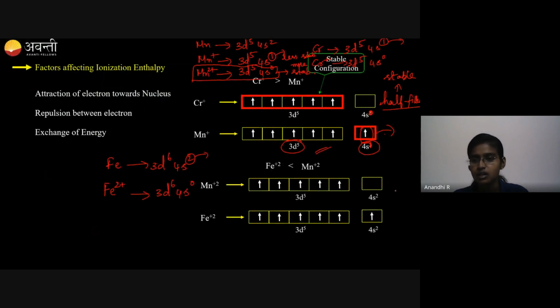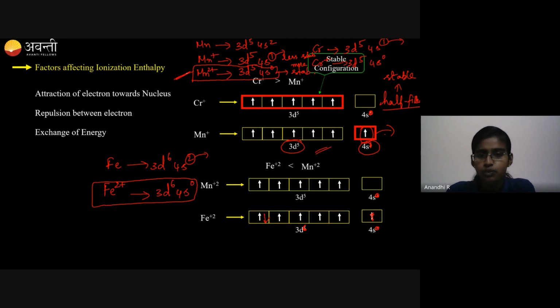I'm sorry, there is a mistake on the slide. It is 4s0. It is 4s0. And here it should be 4s0. We should not have an electron there, and the other electrons will be here, and it should be 3d6. It will be 3d6. Got it? So this is the configuration of Fe2 plus, and this is the configuration of Mn2 plus.